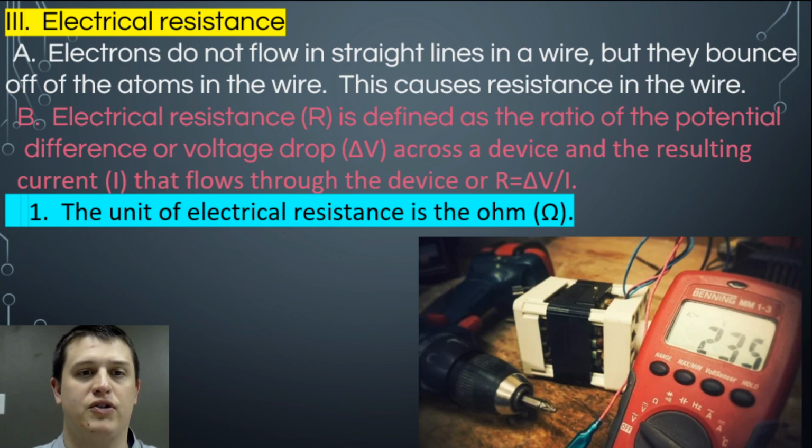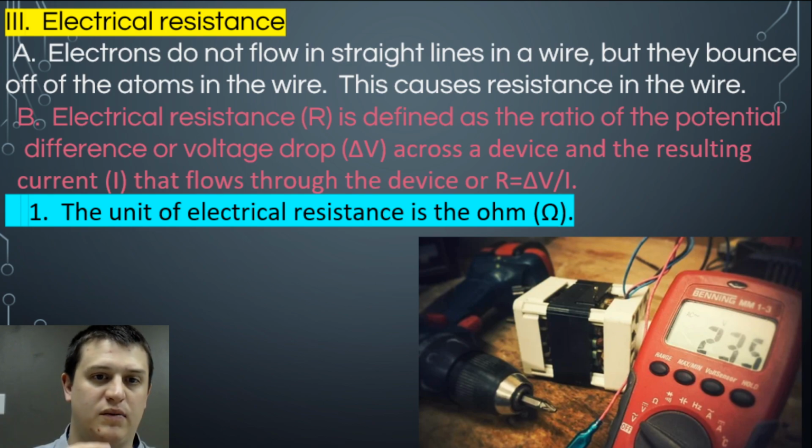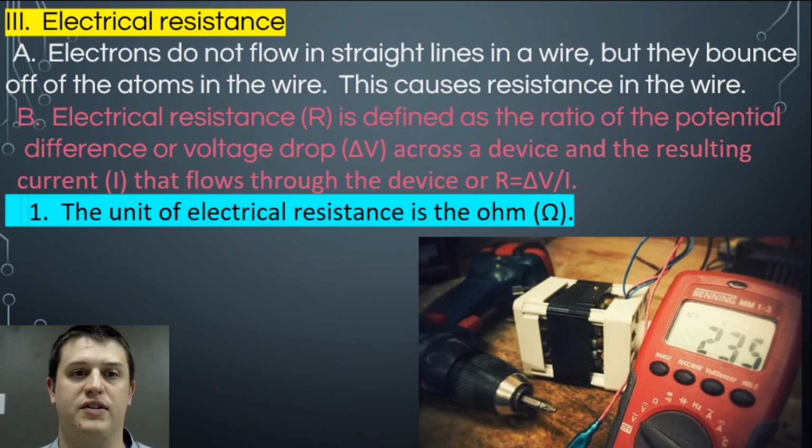So electrons do not flow in straight lines in a wire, but they bounce off the atoms in the wire. If you think about electrons, they're very free moving. They want to move around, up, down, left, right, backwards, forwards, everywhere they want to go. In this case, they're probably not going to go backwards, but they're going to try and bounce around all over the place on that wire. And that's what causes the resistance, because it's touching the walls and causing those electrons to start to lose energy.